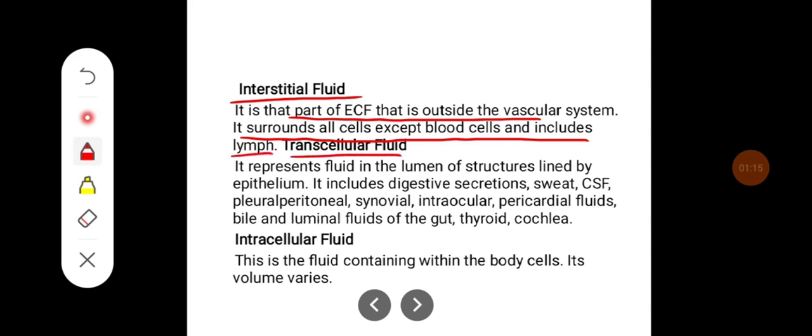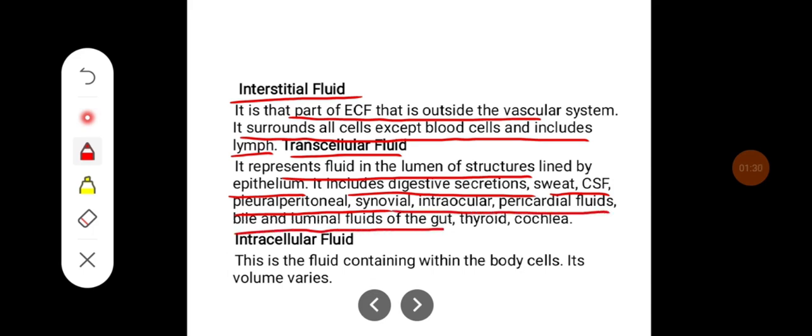Transcellular fluid represents the fluid in the lumen of structures lined by epithelium. It includes digestive secretions, sweat, cerebrospinal fluid, pleural, peritoneal, synovial, intraocular, pericardial, bile, and luminal fluids of gut, thyroid, and cochlea.